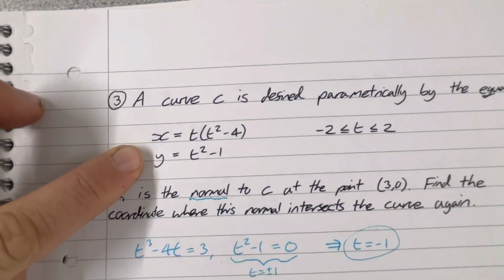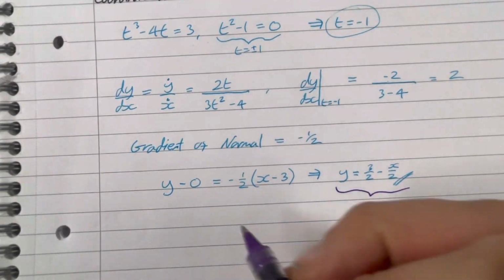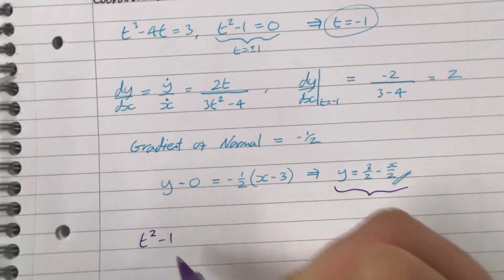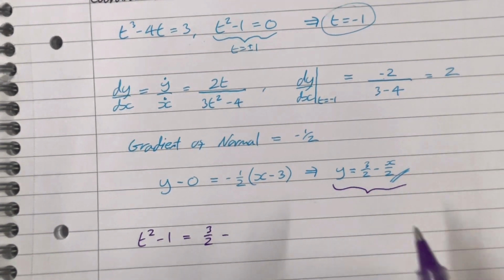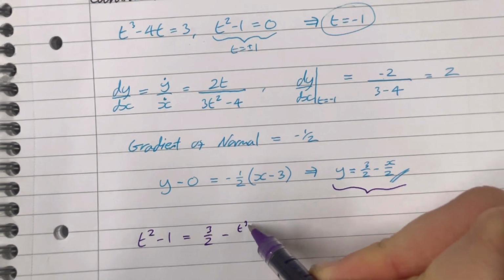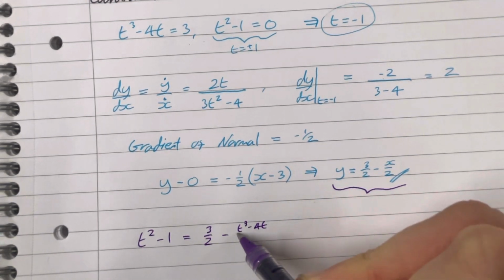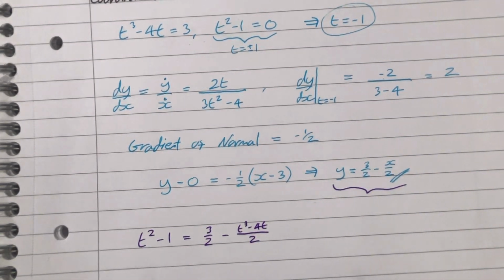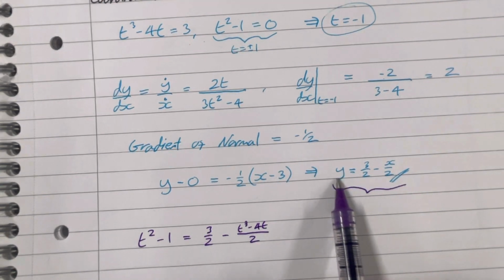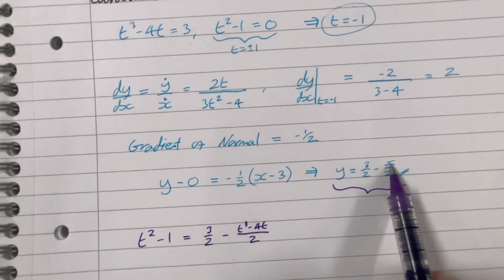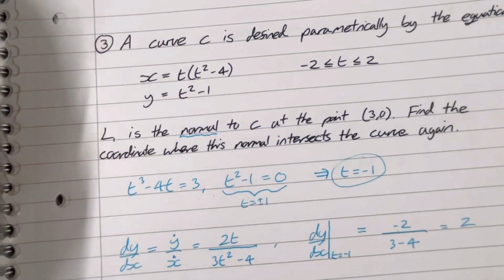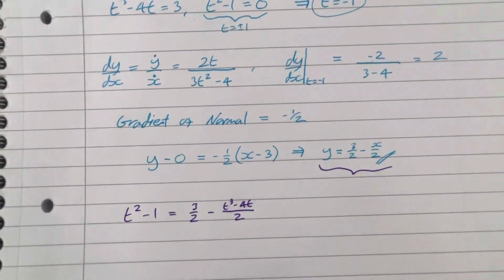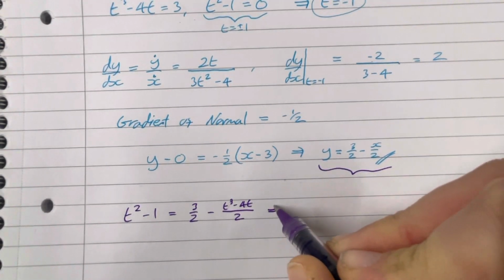So what I'm going to do is take this normal, and use the definitions of x and y from up here. So y was t squared minus 1, and that's going to equal 3/2 minus x, but x was t cubed minus 4t, and that's going to be divided by 2. Okay, so all I've done is I've replaced the definition of y with the function of t, and I've replaced the definition of x with the function of t, and that was from up here, the definition of the curve. This has given me a nice cubic in t, which I can go ahead and solve.